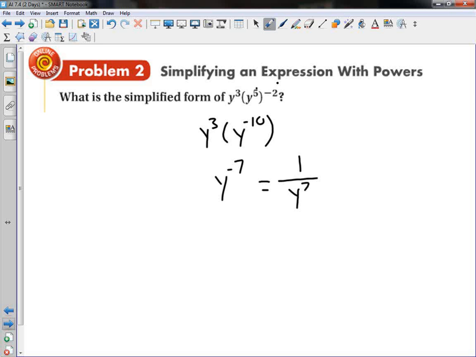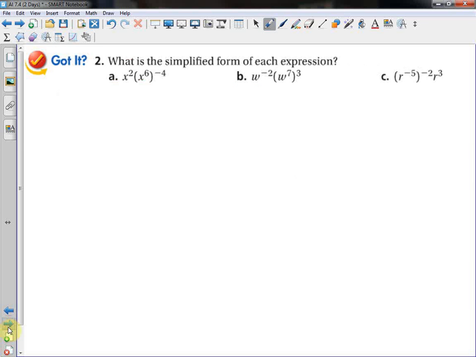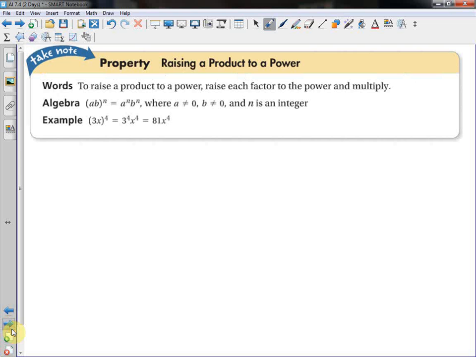So, what this illustrates to us is that we need to remember that if we have one base and 2 exponents, we need to multiply. If we have 2 bases and 2 exponents, we need to add. All right, here's 3 for you guys to try. Please refer to your notes or the previous problem.